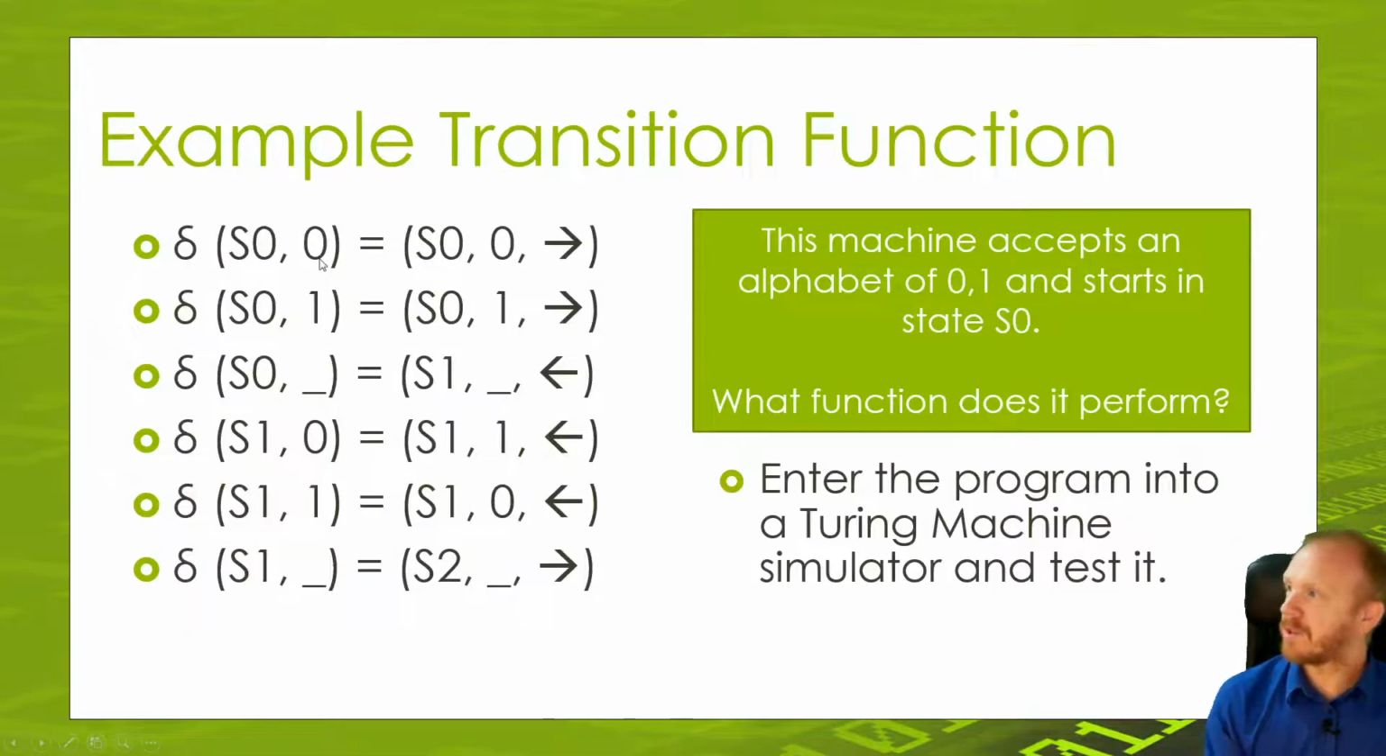And a program will look something like this. In the case of state 0 and 0, do this. In the case of state 0 and reading a 1, do this. In the case of state 0 and reading a blank tile, do this. In the case of state 1 and reading a 0, do this. In the case of state 1 and reading a 1, do this. In the case of state 1 and a blank tile, do this. So that's all a Turing machine is.